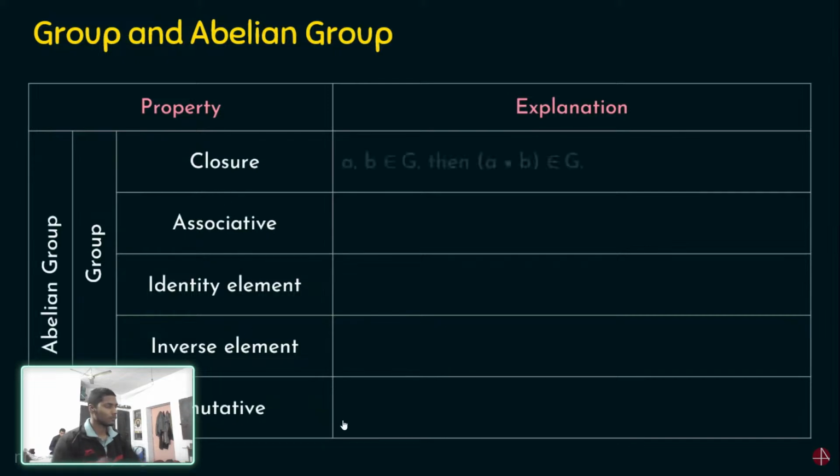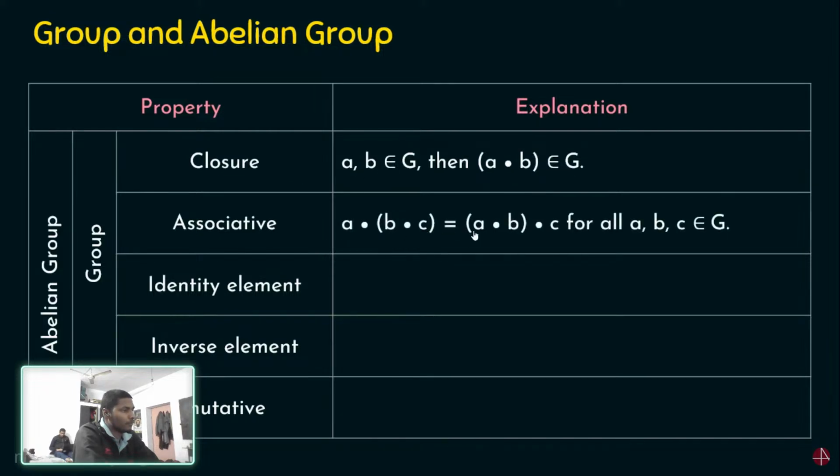Let's first focus on the closure property. Let's take two elements A comma B belonging to the group G. If we carry out the A dot B operation and the result of this A dot B operation is also in the group, then the closure property is satisfied. Then what is associative? (A dot B) dot C is equal to A dot (B dot C) for all values of A comma B comma C that belong to G. When this is satisfied, then the associative property is satisfied.